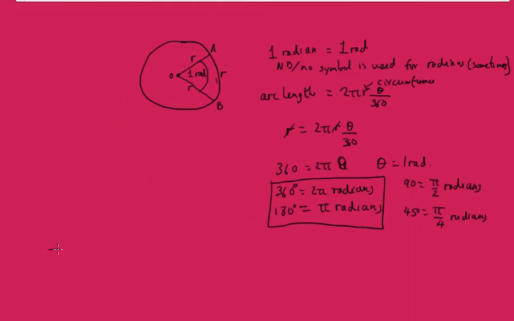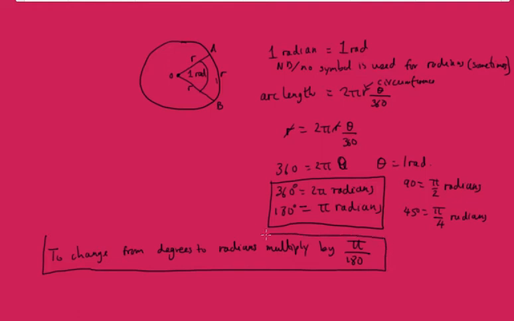So our rule is to change from degrees to radians, we multiply by pi over 180, and to change from radians to degrees, we multiply by 180 over pi.